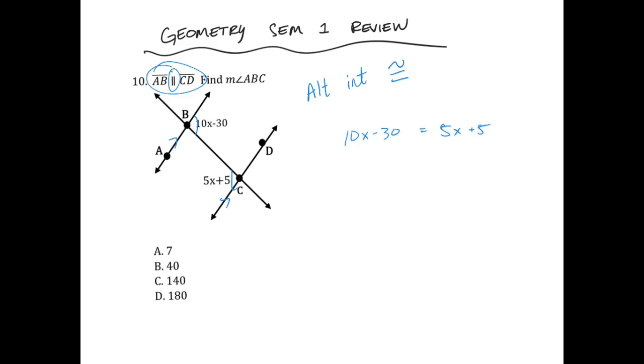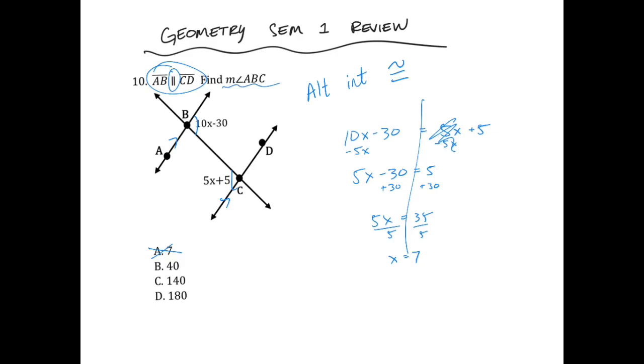A little bit of algebra. I need all my x's on one side. So 5x minus 30 equals 5. Need all my numbers on the other side, so add 30. And x is going to equal 7. But I'm not looking for x, so don't pick A. I'm looking for the measure of angle ABC.